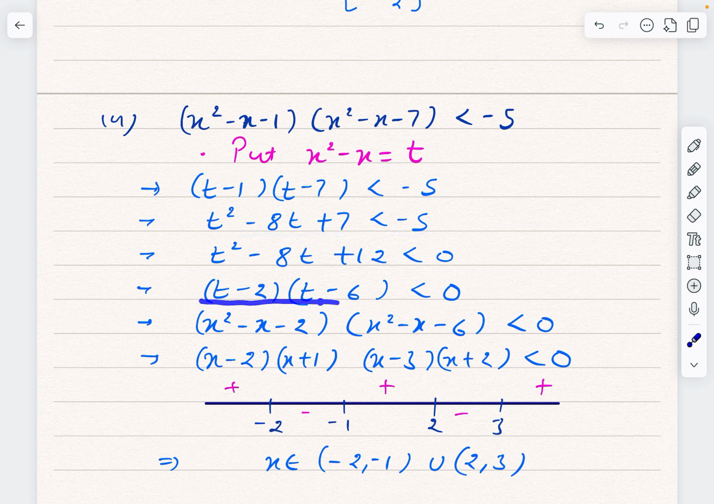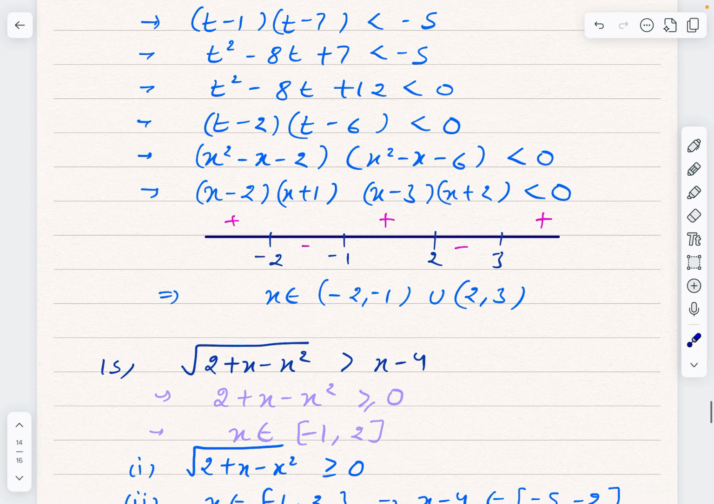Roots will be 2 and 6. Then put t as x square minus x. Again, you factorize. Plot the roots on number line. Use the wavy curve. We get the final answer. I hope this will be clear to all of you. Now last, the 15th problem.